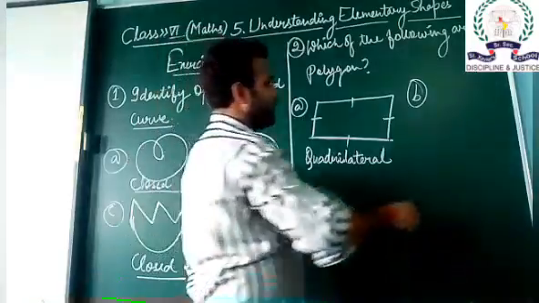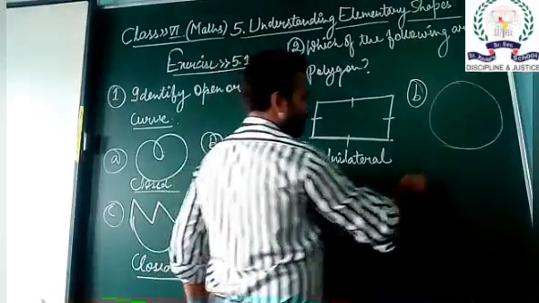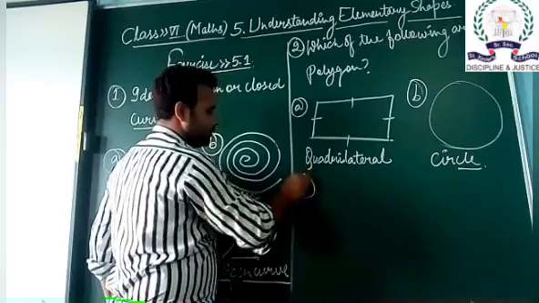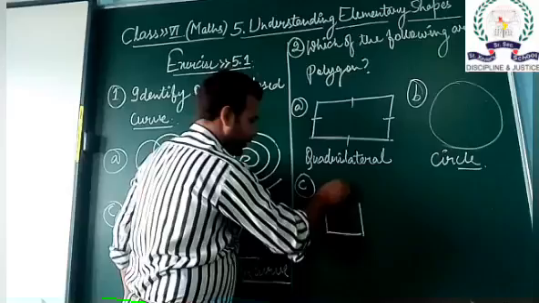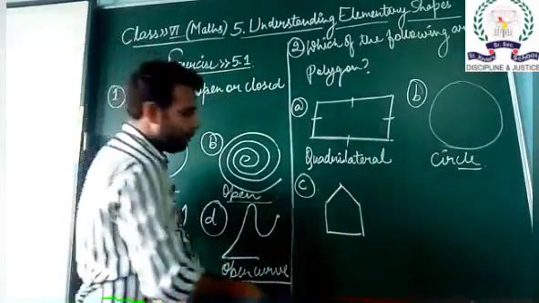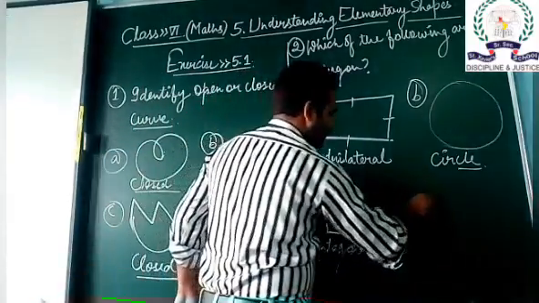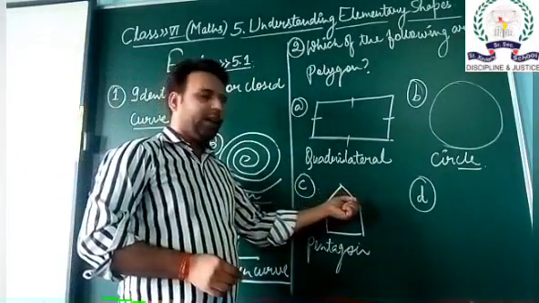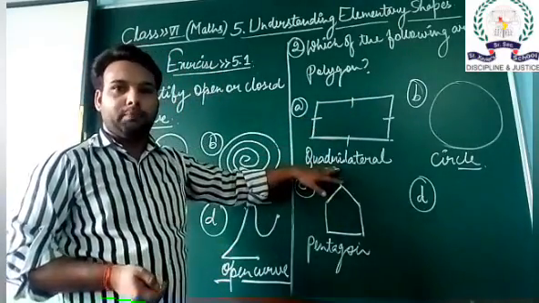Then the next figure is given. This is a circle. Then 1, 2, 3, 4 and 5. 5 line segments are there, it means it is a pentagon. You only have to identify which type of polygon it is and write the name of the polygon. First you have to draw these figures and below you have to write the name.